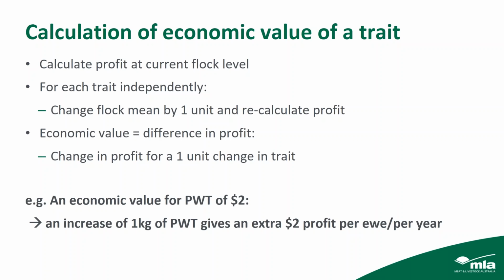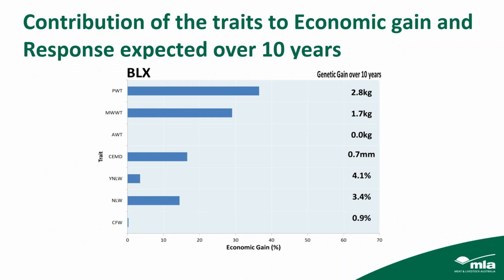Then what we want to do is demonstrate that in a way so we can understand what traits are contributing to profit and what response we would expect in our flock. The way we demonstrate that is we have a graph that we produce for each of our indexes, and essentially we apply a weighting to each one of those traits, and then we can work out the predicted response we would expect over a 10-year period.